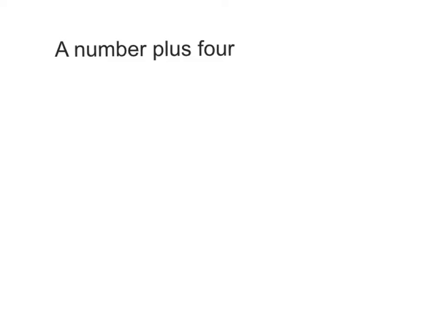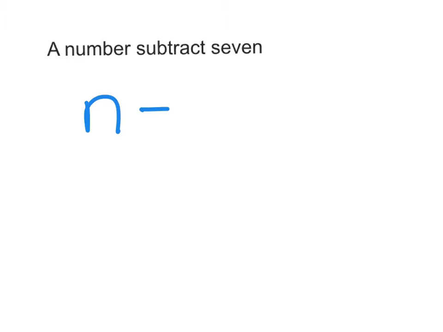We have the expression a number plus 4 written in words. To write it as a mathematical expression, I'll use a letter n to represent the variable of the unknown number, plus 4. So this would be the mathematical expression that matches with a number plus 4. A number subtract 7 could be represented with the mathematical expression n - 7.